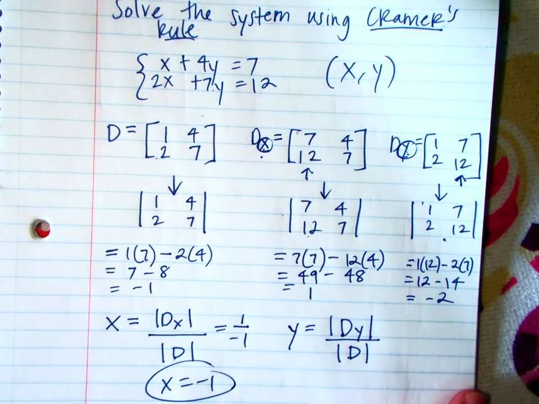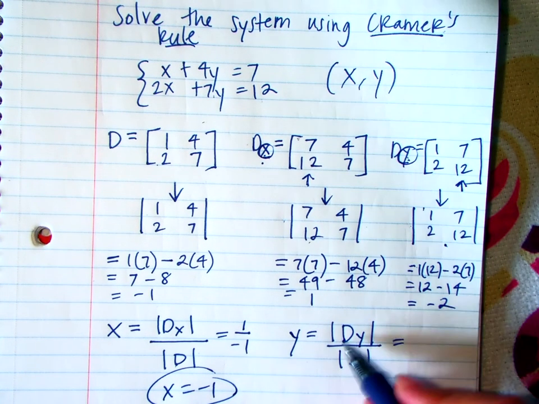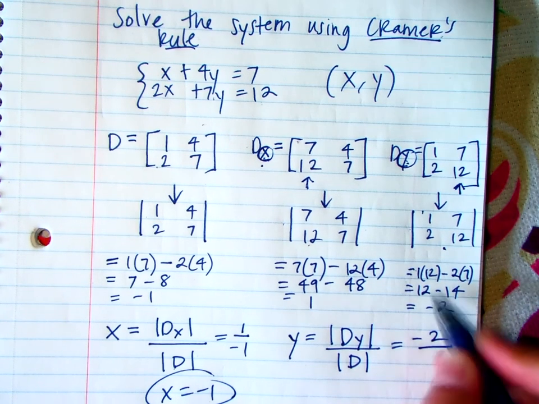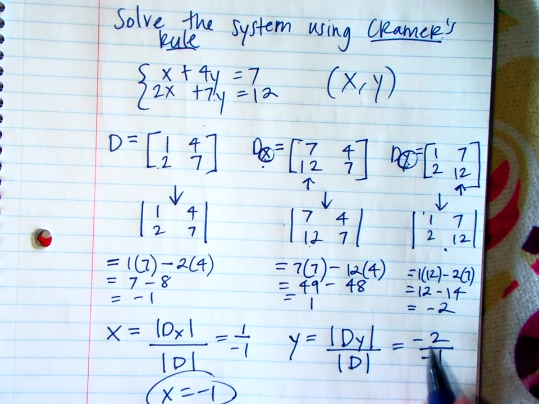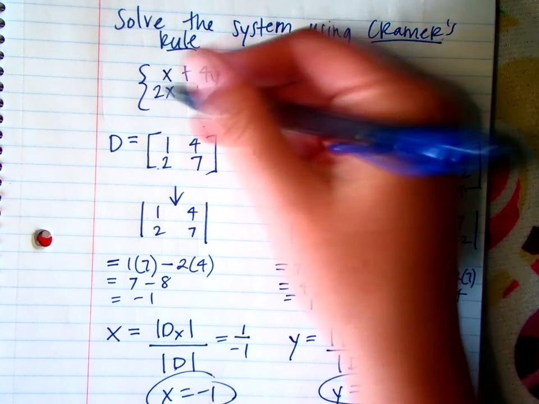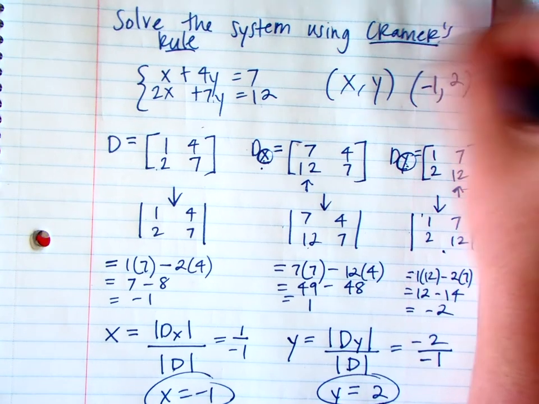Oops, running out of room. I can do the same thing for the solution to Y. I'm going to use this negative 2 because it's the determinant that I found here, divided by the coefficient matrix determinant. So we see Y is equal to positive 2. So the solution to this system is negative 1, positive 2.